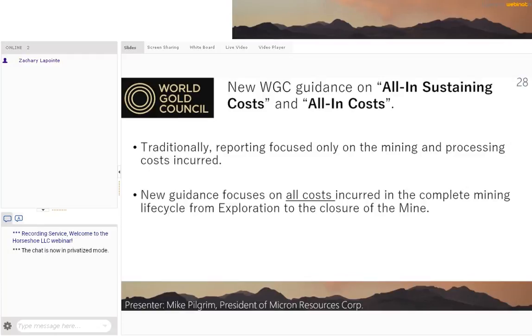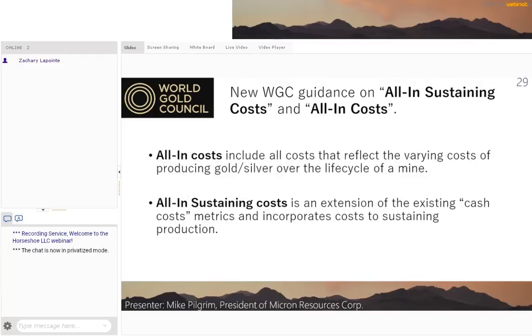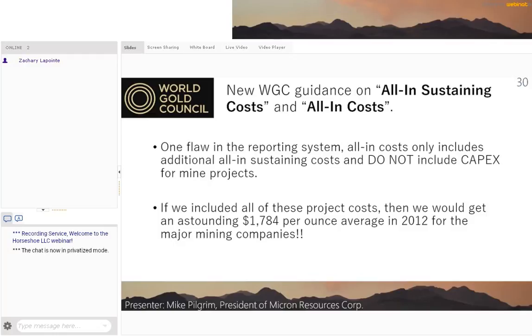And this new guidance focuses on all costs incurred in the complete mining life cycle, from exploration to the closure of the mine. And the two different parameters: all-in cost includes everything for the entire life cycle of the mine, but the all-in sustaining cost is an extension of the existing cash cost metrics, which we're going to cover real briefly here. It incorporates the cost of sustaining all production involved in not just your cash cost.